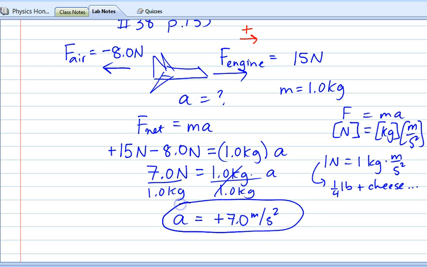In other words, the plane is accelerating to the right at a rate of 7 meters per second squared. Just as a review, that means that every second its velocity is increasing by 7 meters per second. And that's pretty much it.